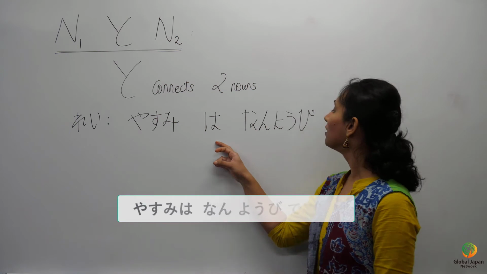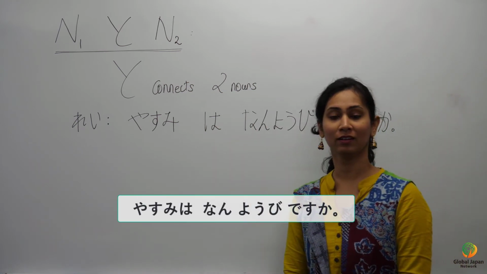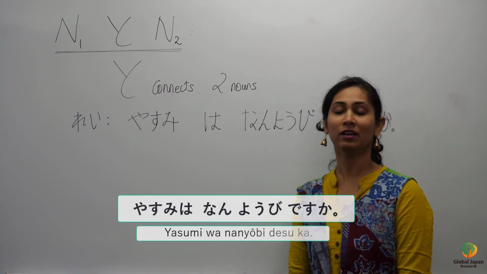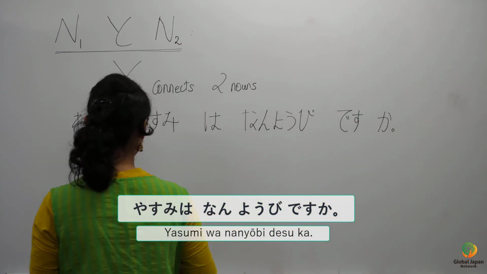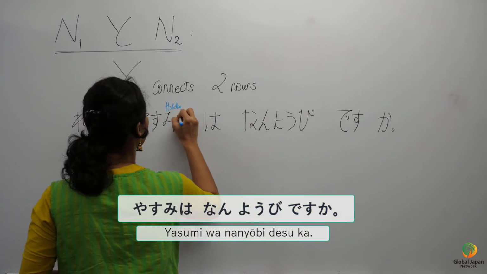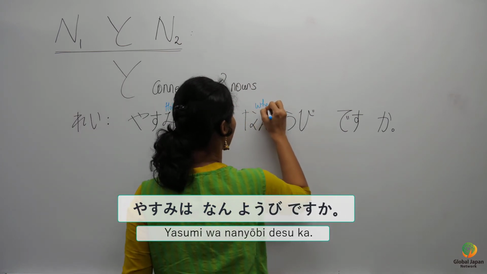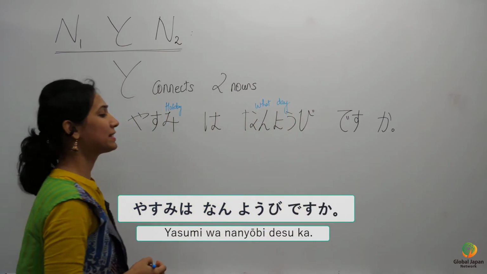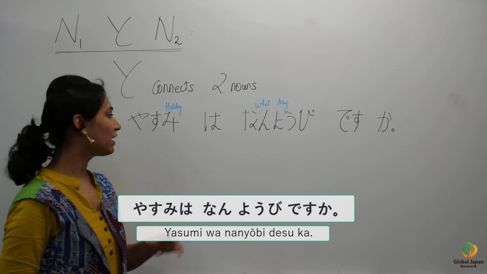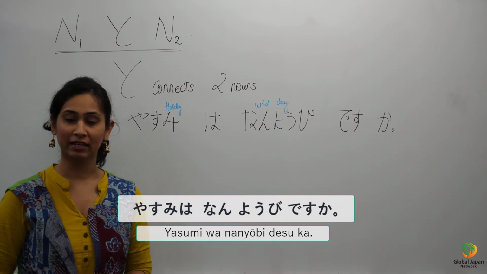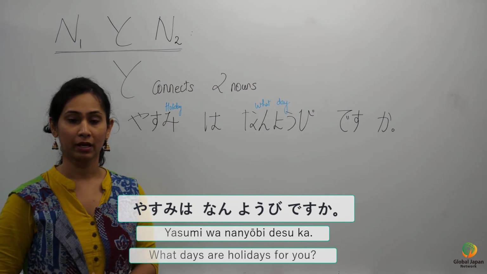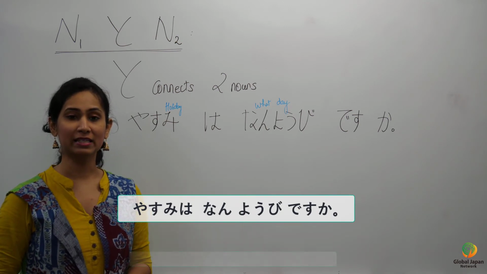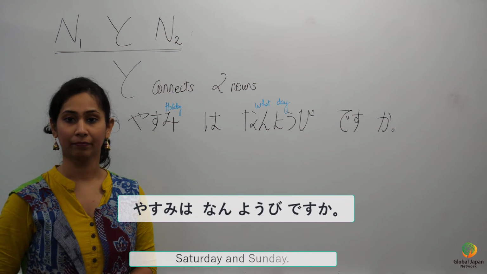Yasumi wa nanyobi desu ka? Yasumi means holiday. Nanyobi means what day? Desu ka? It's a question. If I have to tell the meaning of this sentence in English, which days do you have holidays? And my answer for this is Saturday and Sunday.